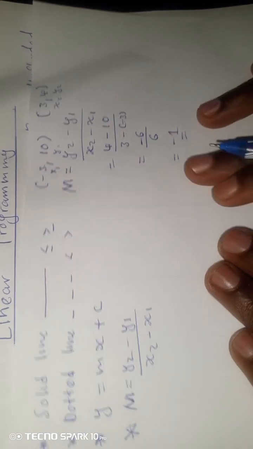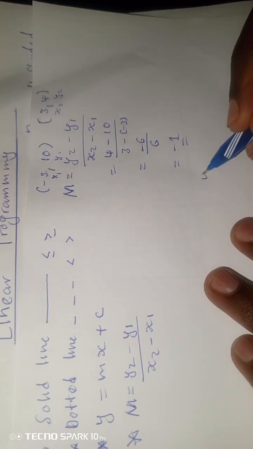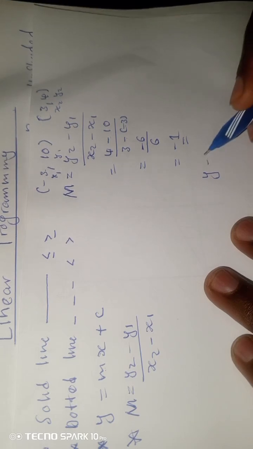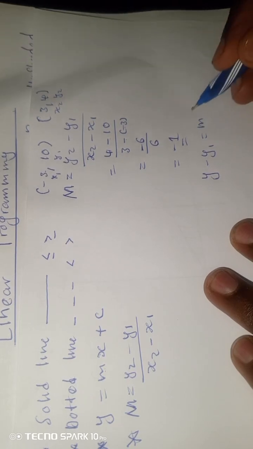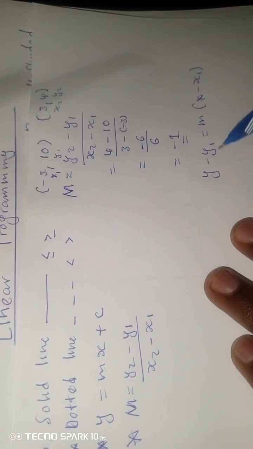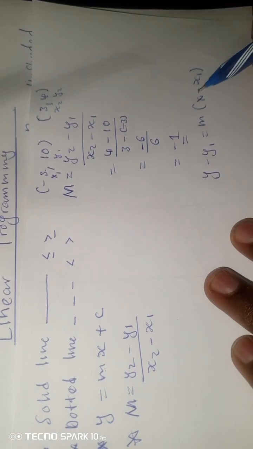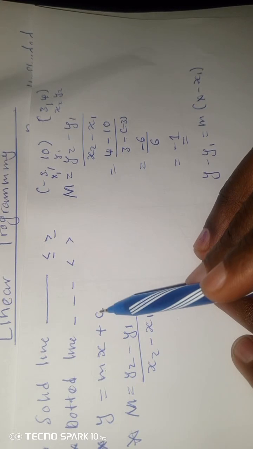From here, I'll write my equation, which is y minus y1 equals m open bracket x minus x1. I recommend using this because it's straightforward. For the other one, you need first to calculate the constant, then from there you come and replace. In an exam you won't have that time, so I would recommend this one.